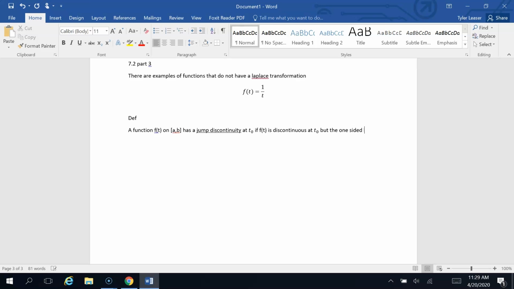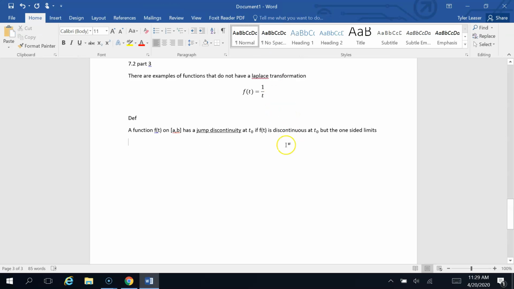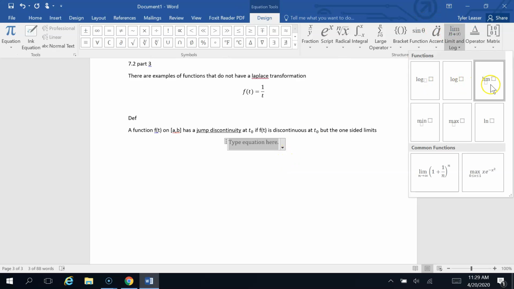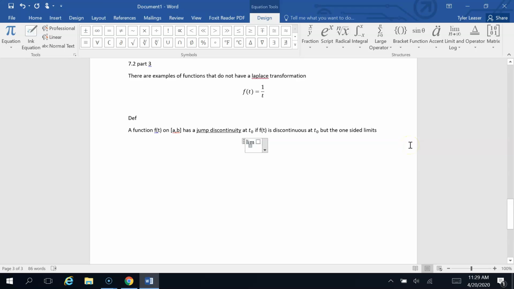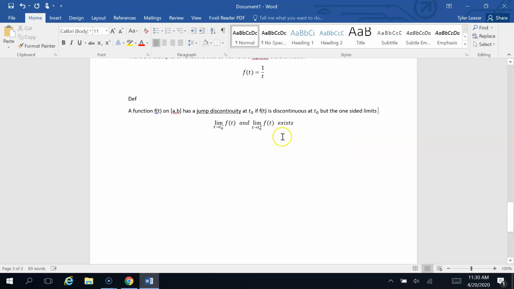But the one-sided limits, so let me write these out. This will be the limit. All right, so this is going to be the limits from the left and to the right. So as t approaches t naught from the left-hand side, of the function f of t, and then the other limit, same thing. So this would be the limit, but this time approaching it from the right-hand side. So as t approaches t naught from the right of f of t, if both of these exist. Okay, so just to go back and read through the definition here, we have a jump discontinuity if it's discontinuous at that value, but the left-hand values and the right-hand values of the limits exist.